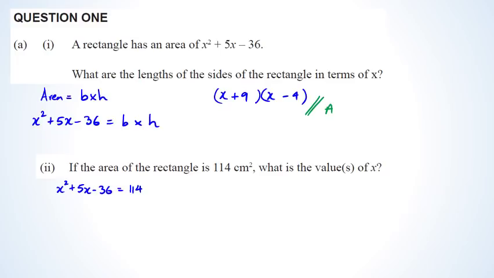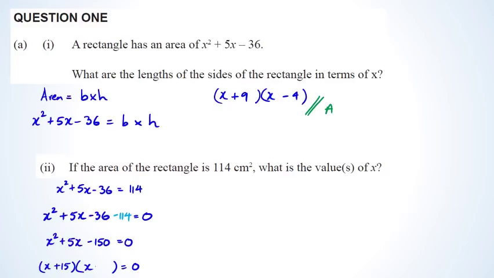So I need to rearrange the 114 first. So I'm going to get x squared plus 5x minus 36, and because 114 comes to the left hand side, it becomes minus 114, and this is now equal to 0. So when we simplify this, we're going to get x squared plus 5x minus 150 equals 0. So factorizing this, I'm looking for two numbers that multiply to minus 150 and add to 5. Now I know that it's x plus 15 and x minus 10, because 15 minus 10 is 5, and 15 times negative 10 is negative 150.